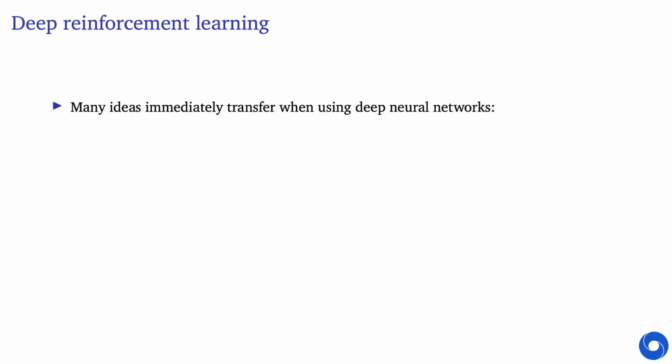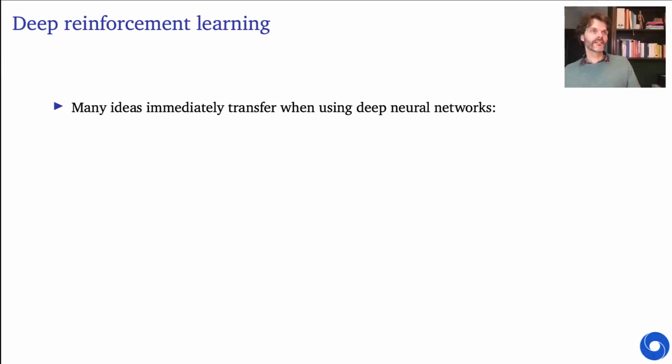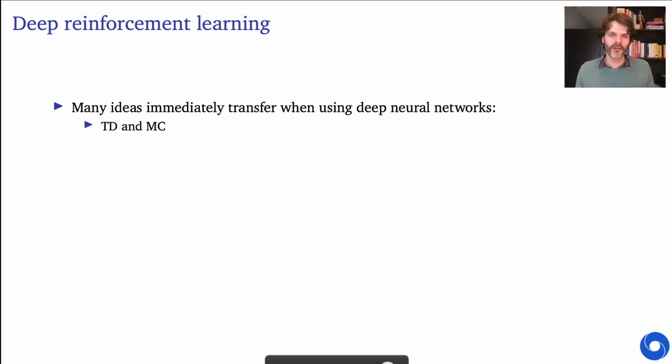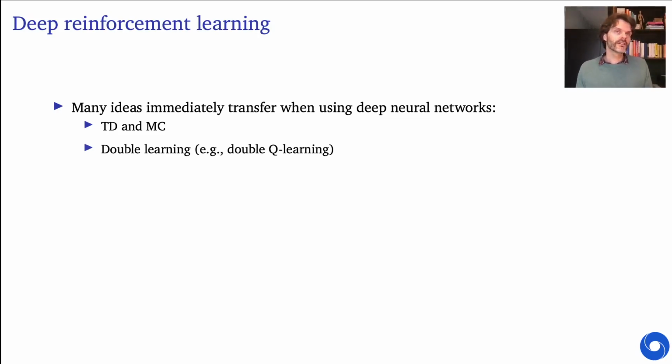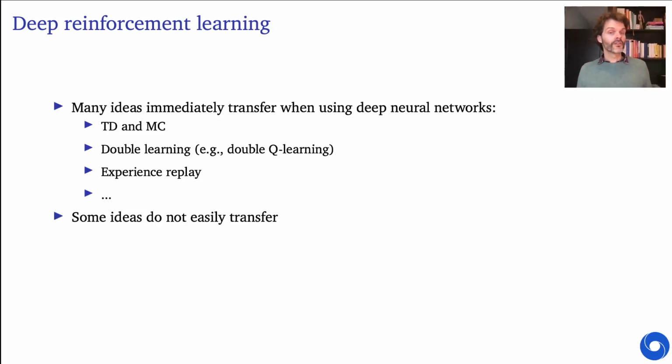Okay, so then using these networks in reinforcement learning is called deep reinforcement learning. Fortunately, many of the ideas immediately transfer when using deep neural networks. We can do temporal difference learning, we can do Monte Carlo, we just replace the feature vector with a gradient in our updates. We can apply double learning if we need it, for instance, double DQN, double Q learning. We could use experience replay and all sorts of other intuitions and results. They do transfer. Some things don't.